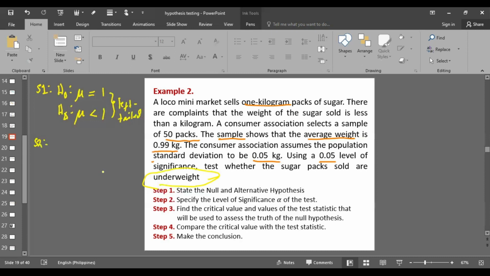Let's have step 2. Specify the level of significance. In this problem, we have 0.05 level of significance. Step 3.